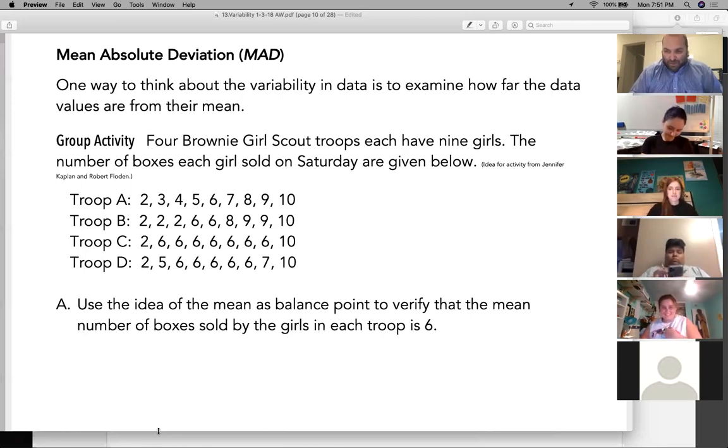I understand. Okay, so 4 Brownie Girl Scout troops each have 9 girls. The number of boxes each girl sold on Saturday are given below for Troop A, B, C, and D. So use the idea of the mean as a balance point to verify that the mean number of boxes sold by the girls in each troop is 6. What do they mean by using the mean as a balance point?